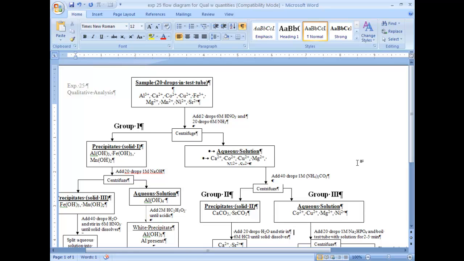What we have here is a flow diagram of the experiment that we're going to do. We're going to have a known and an unknown. The known has all the different metals involved, and then you're also going to have an unknown that may have 1 to 5 of these metals in it. You're going to run the procedure exactly like we're doing for the known. I suggest you go ahead and do them at the same time. That way we can compare them as you go through it to see if you have a positive result or not.